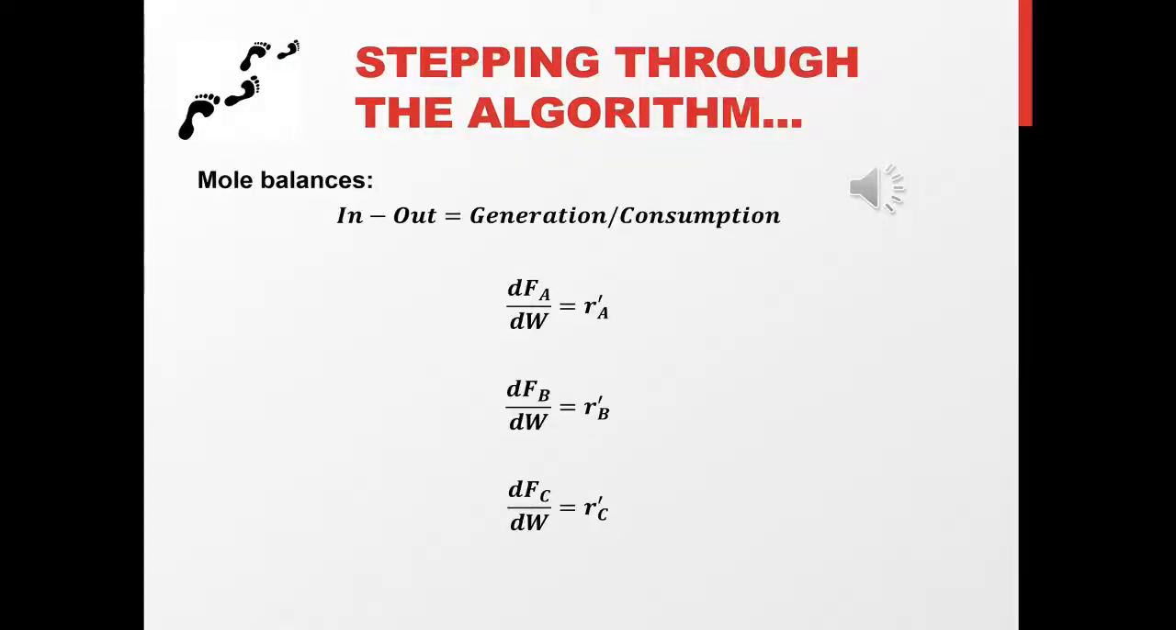To begin analyzing our process, we started with the first step of the algorithm outlined in our textbook. General mole balances were applied to each of the species. The change in the molar flow rate of each species with respect to the catalyst weight is equal to the rate of reaction of each species. The prime notation indicates that the reaction rates are based on the mass of catalyst.